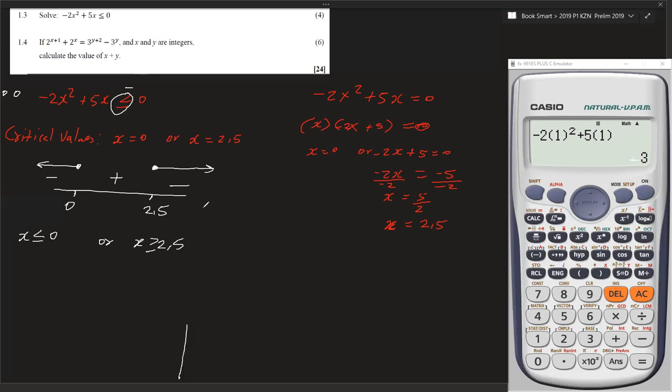Okay, perfect. So we're going to look at the last question, which is 1.4. On 1.4, I have exponents. What is happening here? I have exponents and I have a plus sign.